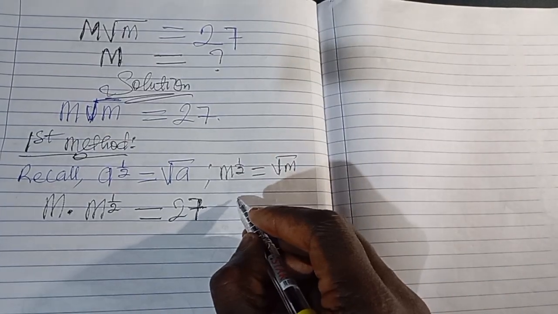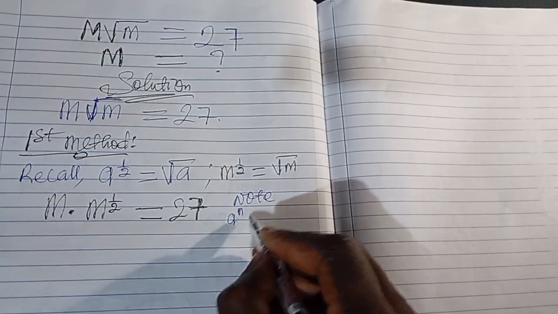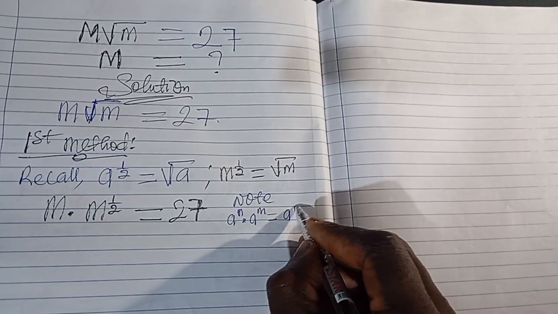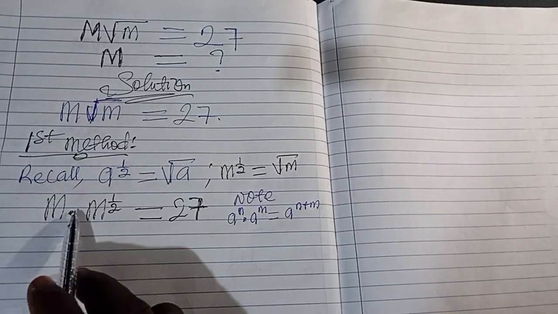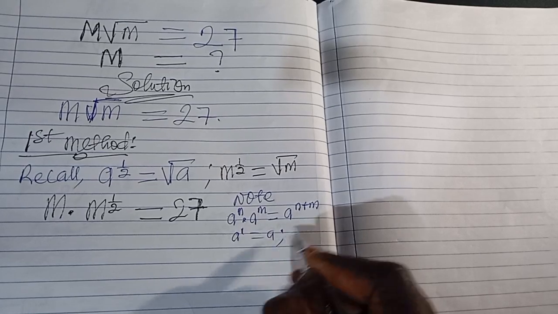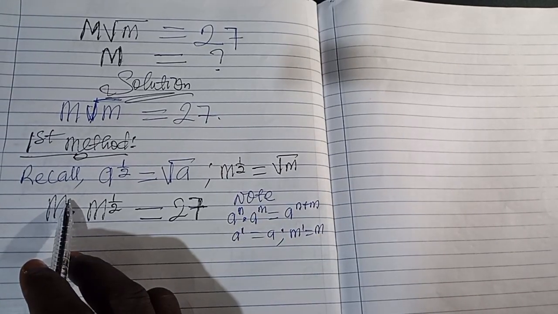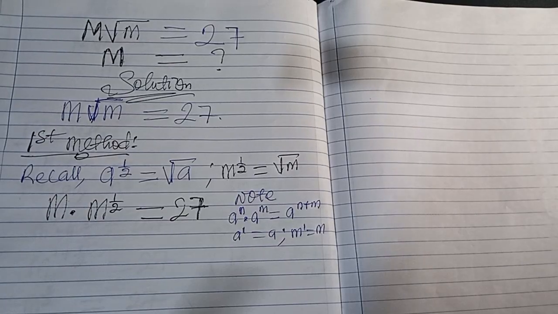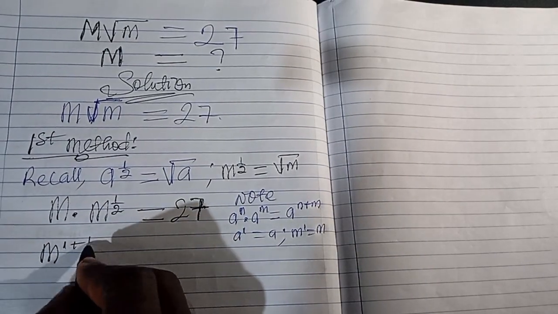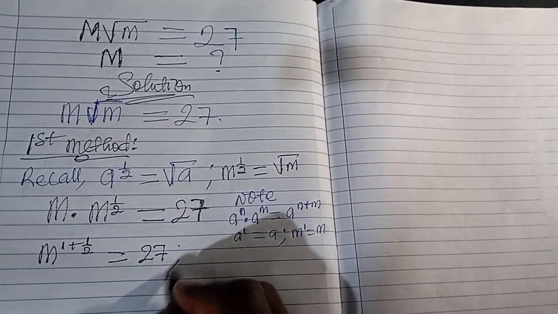Recall also, note, when you have a raised to power n multiplied by a raised to power m, it is the same as a raised to power n plus m. So let's add here and note that a raised to power 1 is a, so that our m raised to power 1 is also m. So in this place, there is an invisible 1 here, okay? There is an invisible 1. So we can now have m raised to power 1 plus 1 over 2. This will give us 27.